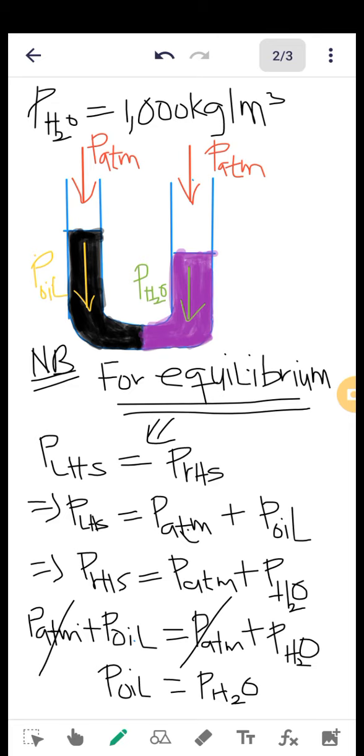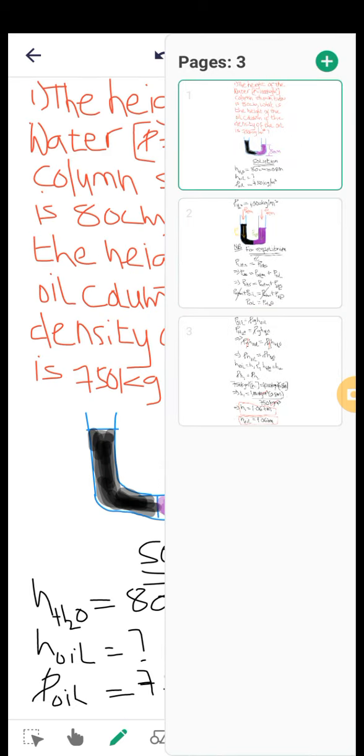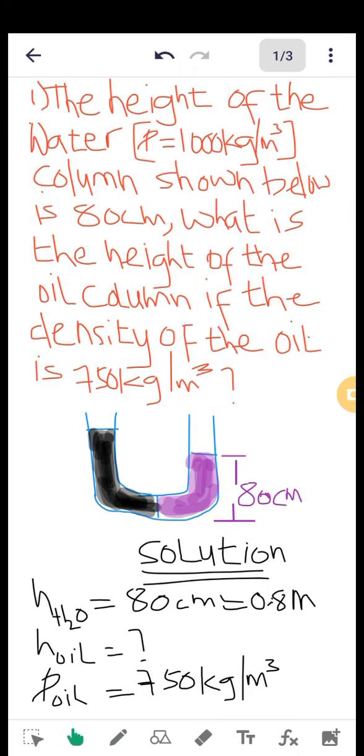Today we are about to solve some questions on manometers. So quickly, you have been given a question. The height of the water, which has a density of 1000 kilogram per meter cube, in the column shown below is 80 centimeters. What is the height of the oil column if the density of the oil is 750 kilogram per meter cube?